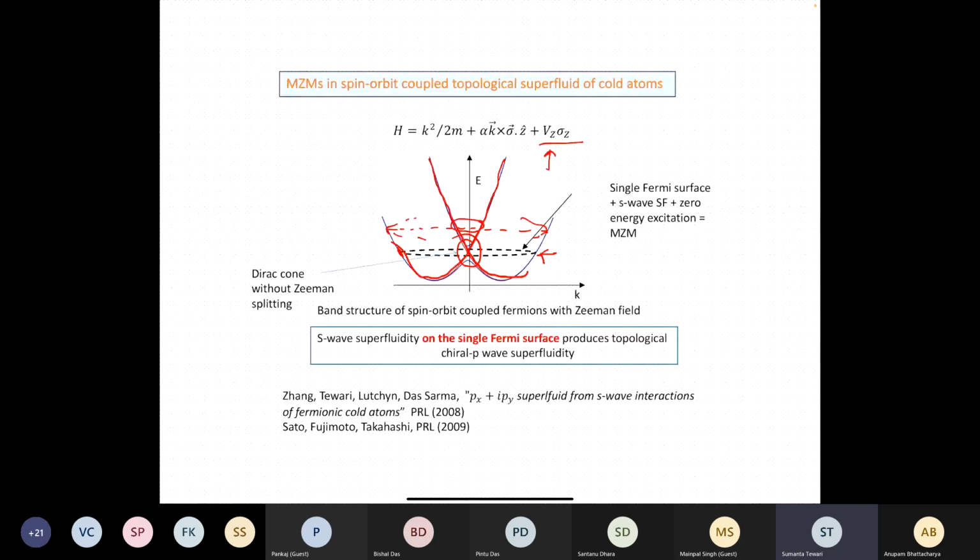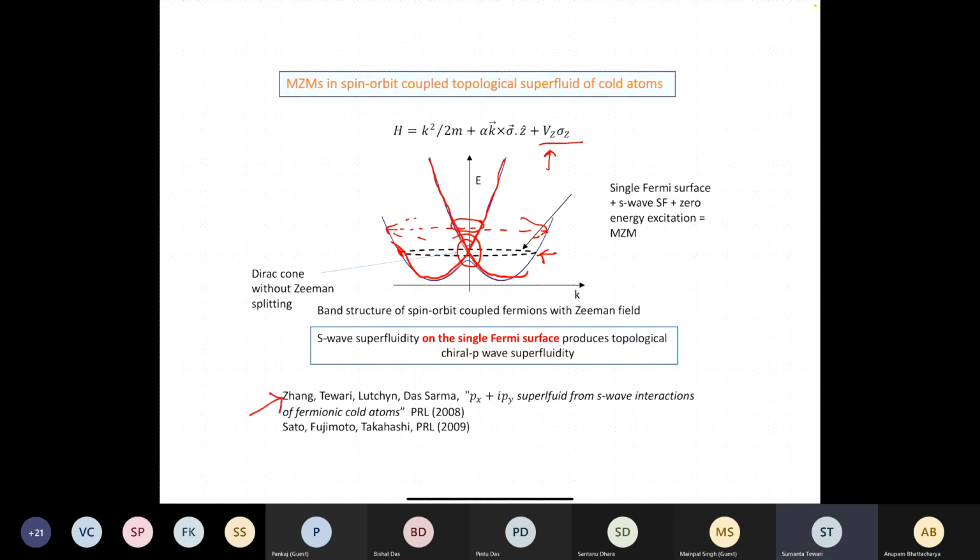So now, if you can somehow bring or induce a superconducting pair potential on this single Fermi surface, you are done. So that's what you need. You need these three ingredients. You need the spin orbit coupling, you need the Zeeman field, and you need superconducting pair potential. This idea was first proposed in this paper.